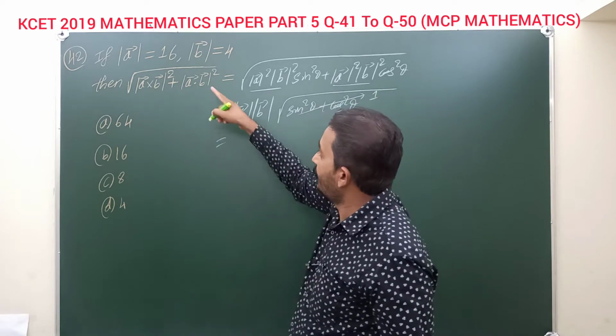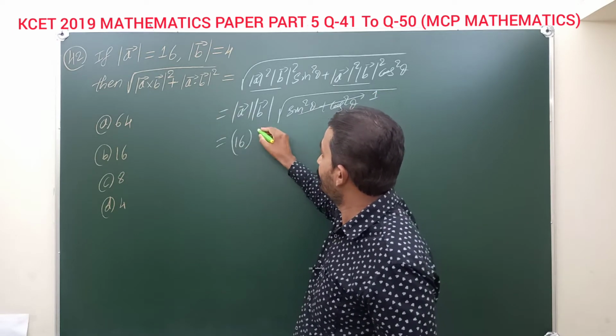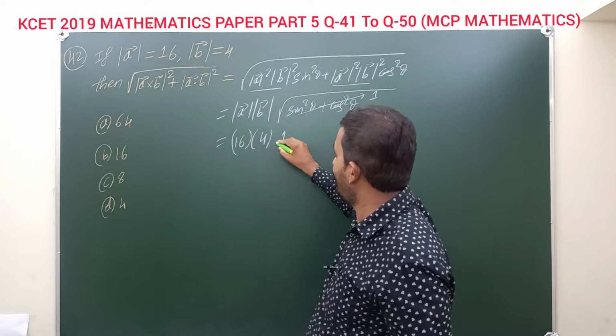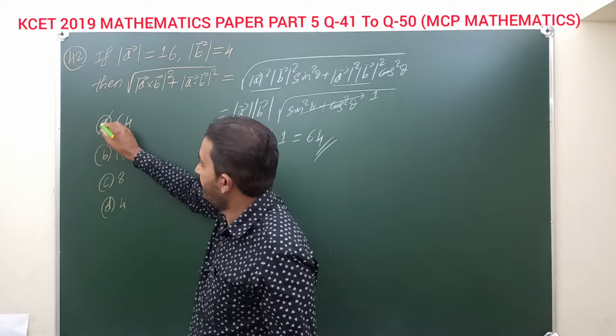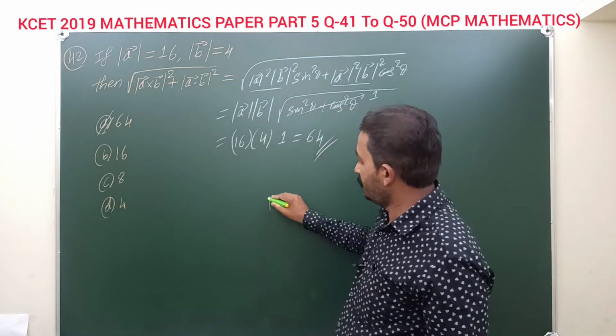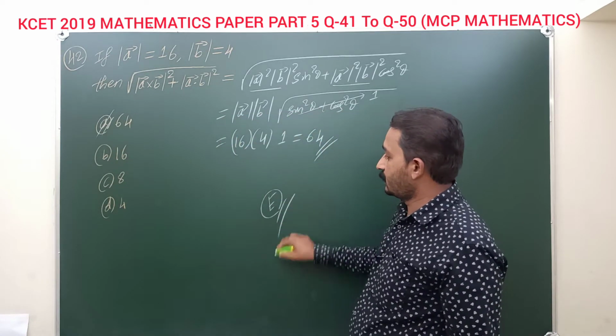Now put the values: magnitude of A 16 into magnitude of B 4 into 1, which is 64. 64 is the answer to this question. Option A is correct. Easy question. Most of the students solve this question. Take down.